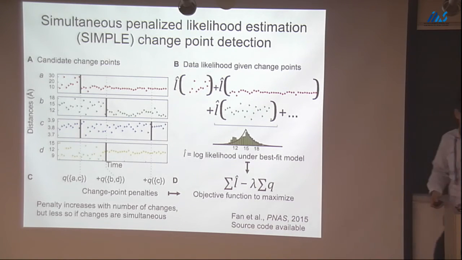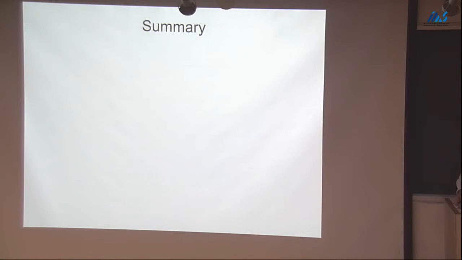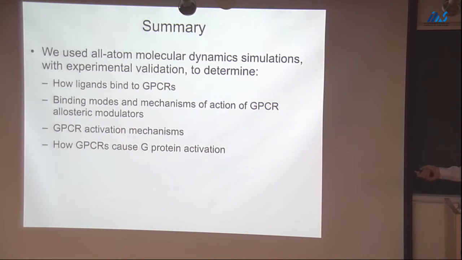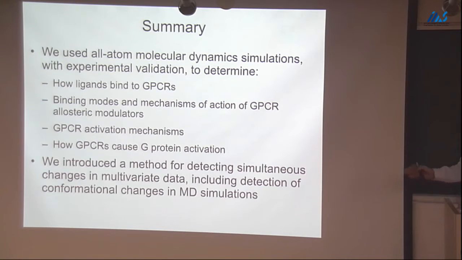Okay, with that, let me wrap up because I'm out of time. A very quick summary is that I used all-atom molecular dynamics simulations to look at the key steps in GPCR signaling: ligand binding, activation of the GPCR, and then how the GPCR causes the G protein to activate. I've also talked a little bit about a method for detecting changes in multivariate data. It's not even really specific to MD simulation.